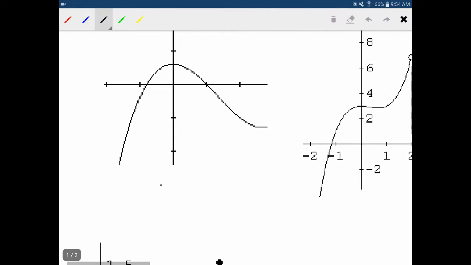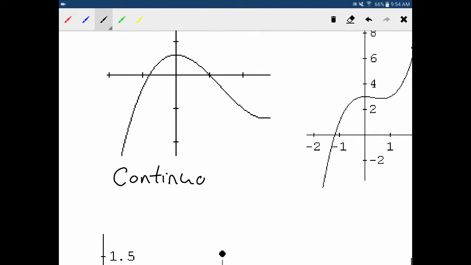So this first one, this is a continuous function. You can see there's nothing fancy about this. It's just a smooth curve, and there's nothing that disrupts it or anything. So this is continuous.